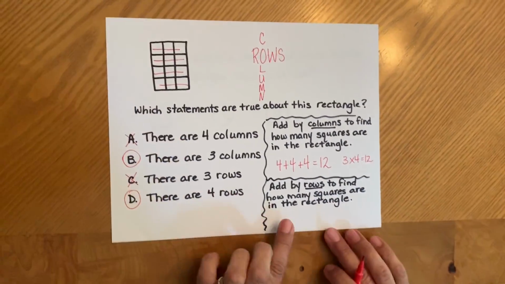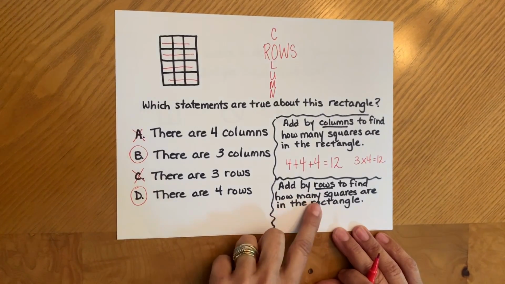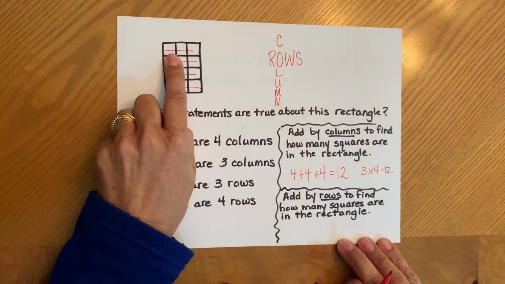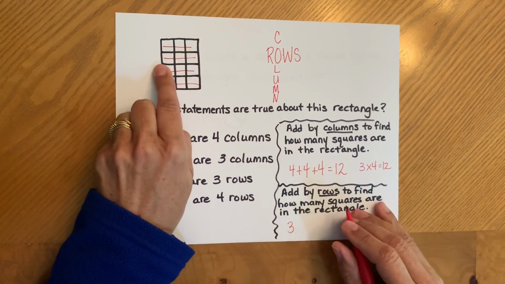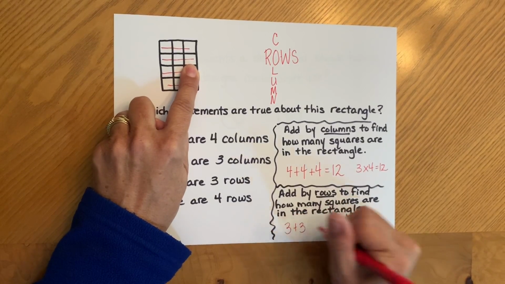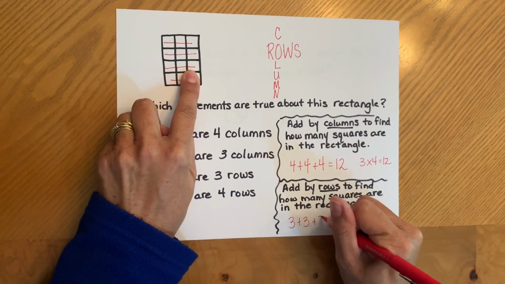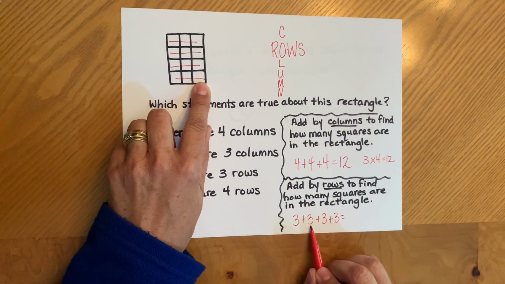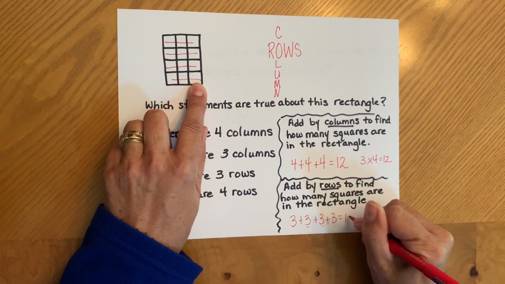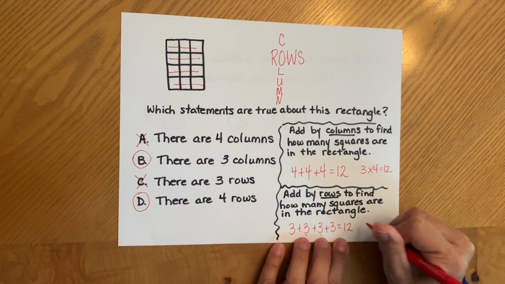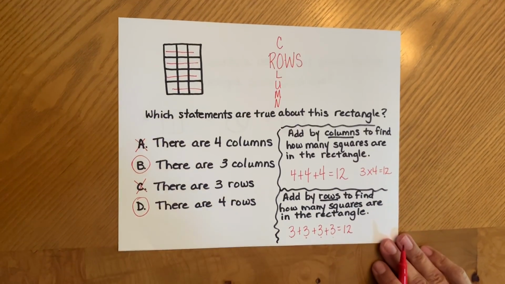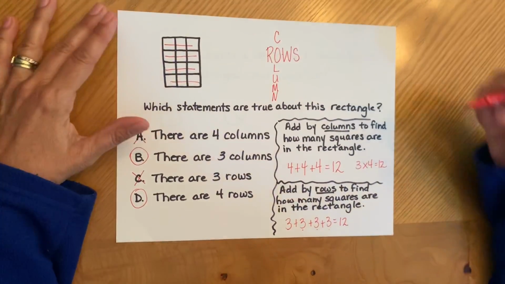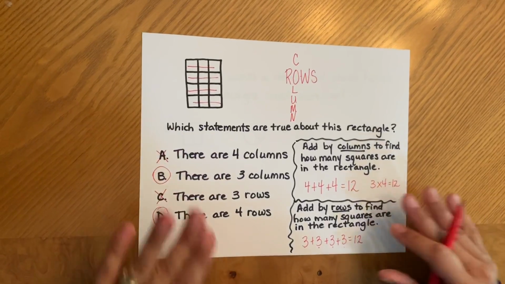All right, the last one here, add by rows to find out how many squares are in the rectangle. Look at the shape. We're going in rows. So how many are in this row? 3. How many are in the second row? Another 3. Third row, another 3. Fourth row, another 3. 3, 6, 9, 12. Okay, there are 12 squares in this rectangle. Just remember, column goes up and down and rows go left to right. Okay, last one.